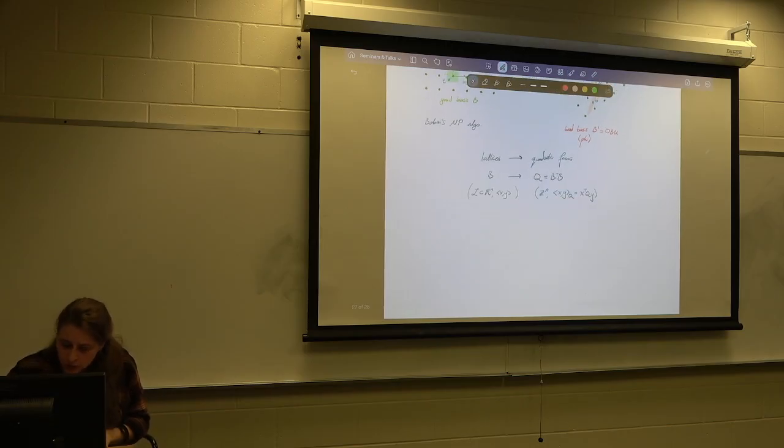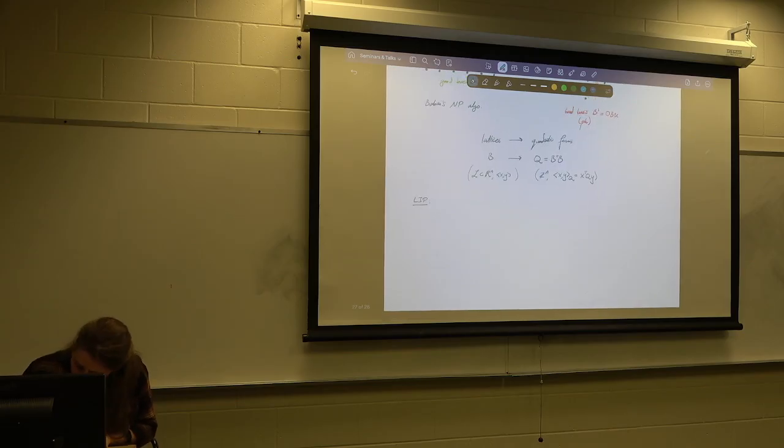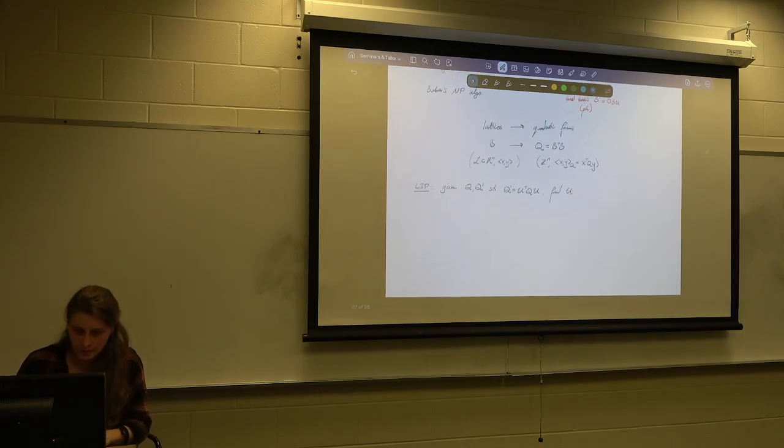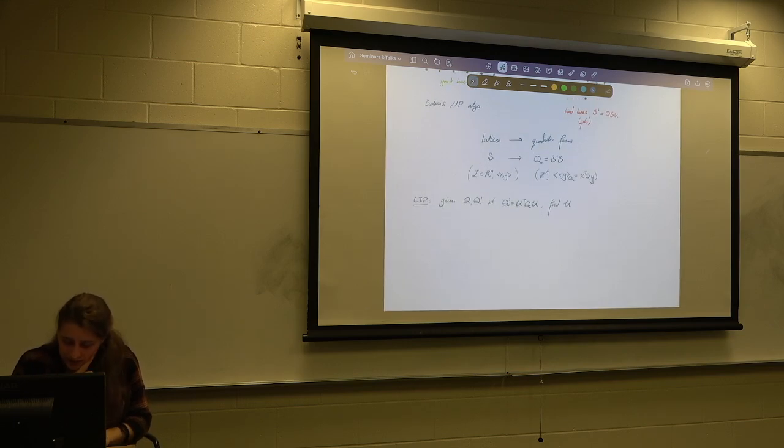Okay, so I can formulate LIP in this way. It's equivalent. Given two quadratic forms specified by Q and Q prime, such that Q prime is U transpose Q U, I want to find U. So basically I'm no longer dealing with orthonormal transformations, and here's why.